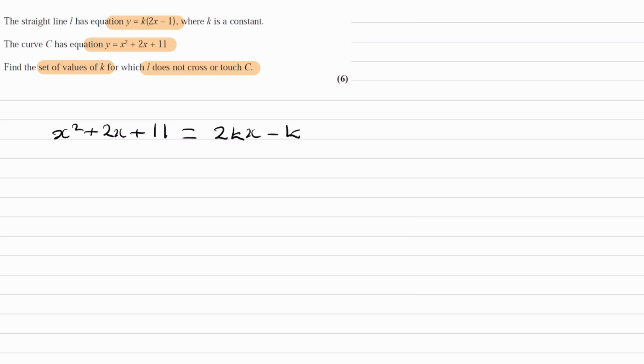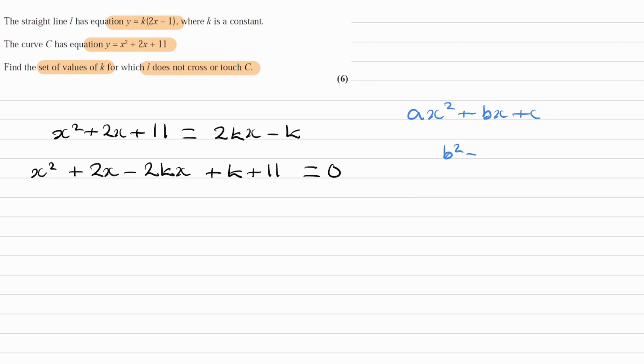So I'll bring everything to the left. We get x squared plus 2x minus 2kx plus k plus 11 is 0. And this is a quadratic in x. So whenever you have a quadratic, if there are no solutions to this quadratic, then that means that b squared minus 4ac should be less than 0. So we need to identify what a, b, and c are in this quadratic, find out what b squared minus 4ac is, set it to be less than 0, and then solve that inequality for k.